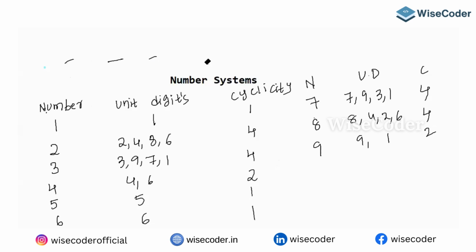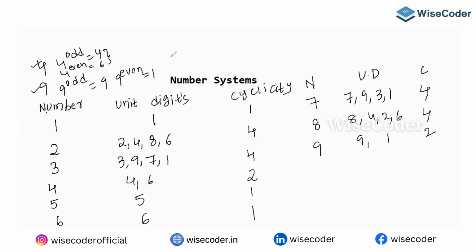And if you look at the next numbers, 4 and 9: 4 power odd is always 4, 9 power odd is always 9, 4 power even is always 6, 9 power even is always 1. So the point is this. The cyclicities of 4 and 9 are 2. That's how you can get your answer.